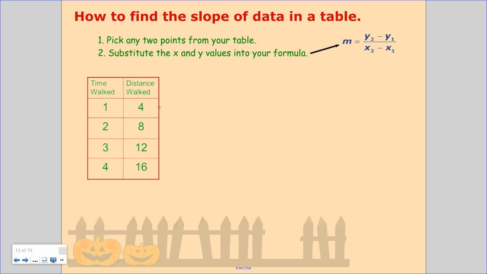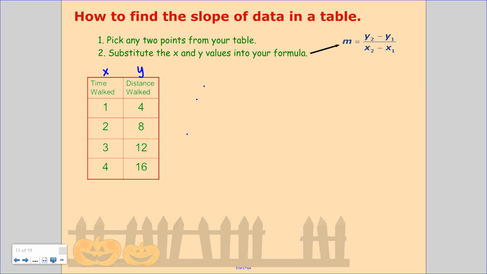So when you have a table, you can see in this case we have the time walked versus the distance walked. You know, the units aren't given. We're not so much into exactly what the scenario is. However, we can see this is our first column, so we know those are our x values. This is our second, so those make up our y values.